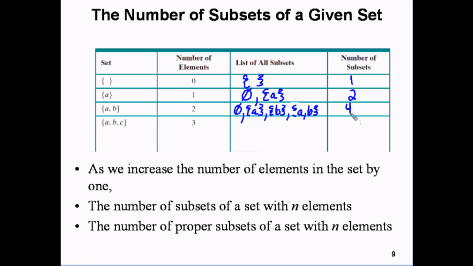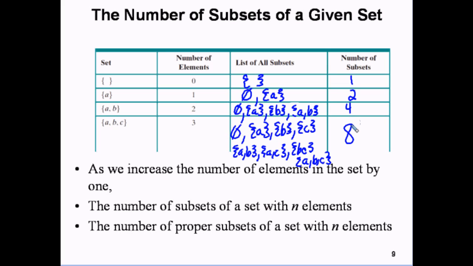And if I have 3 elements, I can have the empty set, I can have the set A, I can have B, I can have C, I can have AB, AC, BC, and ABC. I know that's hard to read, sorry. So that's 1, 2, 3, 4, 5, 6, 7, 8.